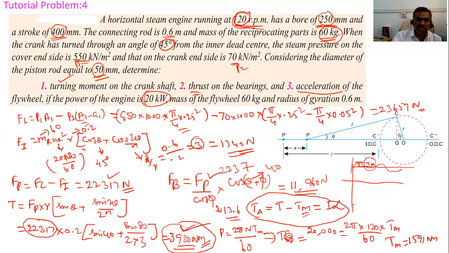Now you substitute in this equation. T is equal to 3920 minus 1591, that is equal to I into alpha. What is I? M into K square. M is given, K is given. That is 60 into 0.6 square into alpha. From this, you can find the value of alpha. Alpha is equal to 107 radian per second square. So this is the way you have to solve this problem.